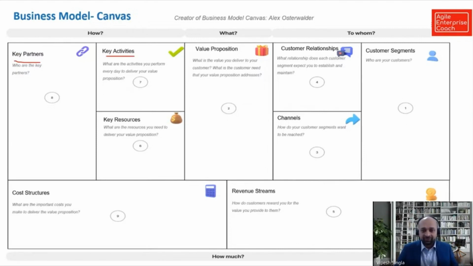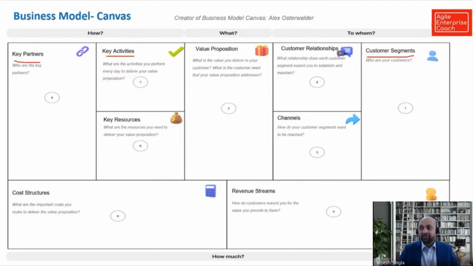The first section is the customer segments. Obviously, I'm going to describe this section from the perspective of a product, like you are writing this business model canvas for a product. In the customer segment section, you capture who your customers are, what they think, what they see, how they feel, and what they actually do. That kind of stuff you capture here in customer segments.